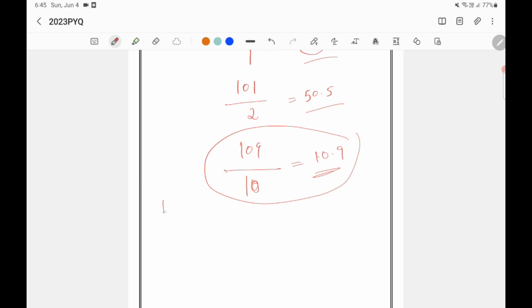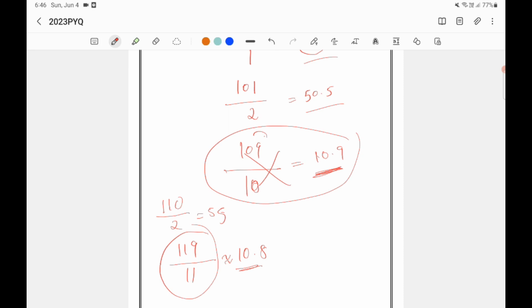Now if I put 110 divided by 2, that is actually 55. It's increasing. So that's anyway not going to happen. Now if I put 119 divided by 11, if you do it, you will get approximately 10.8 something. Okay, 10.8. So it's actually less than this one. So now this is not the answer. We got a value which is less than 10.9. So just try some more values now.